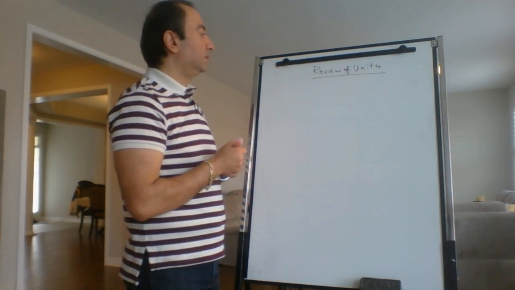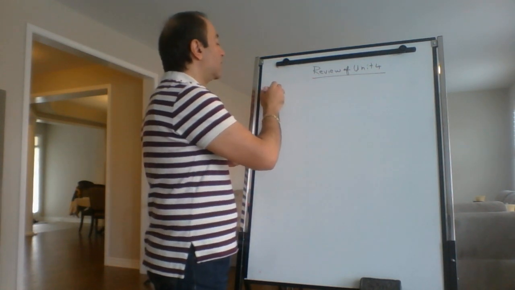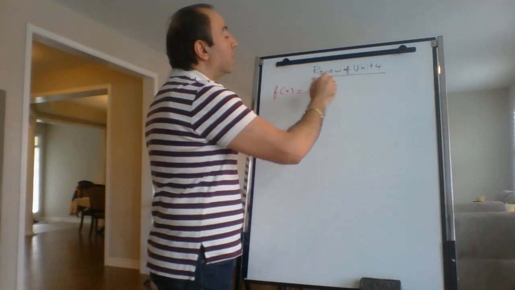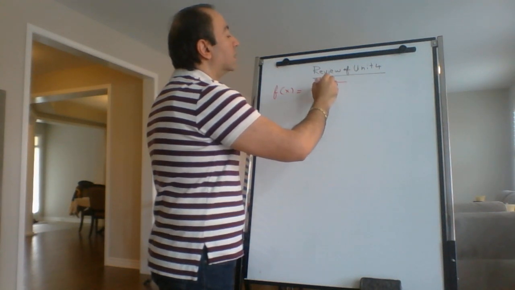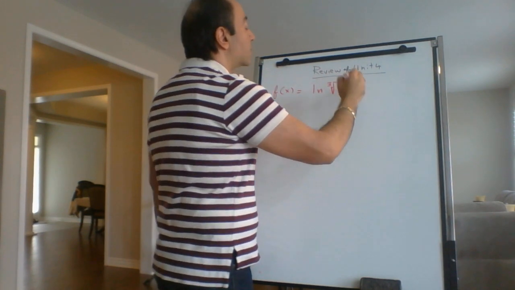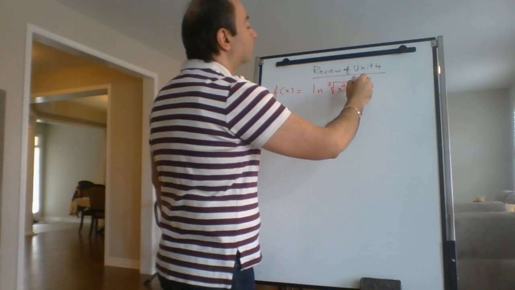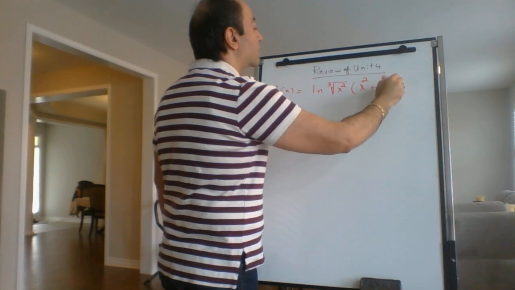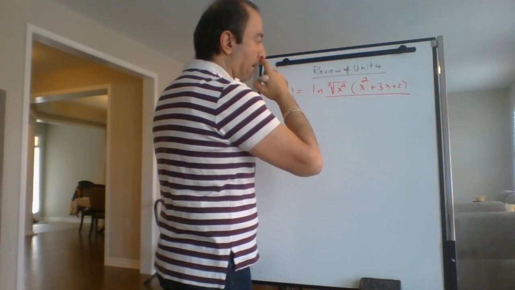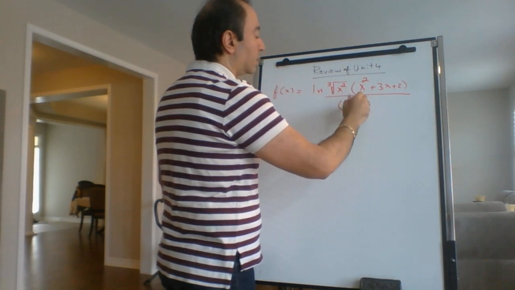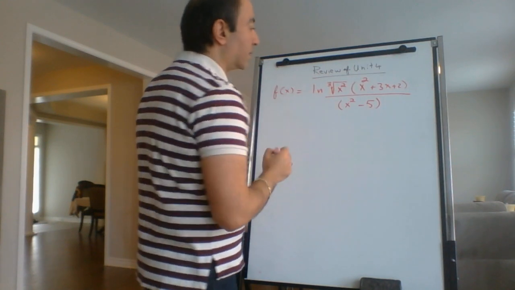Like, for example, let's say f of x equals ln of the cubic root of x squared times x squared plus 3x plus 2 over x squared minus 5. Something like this.